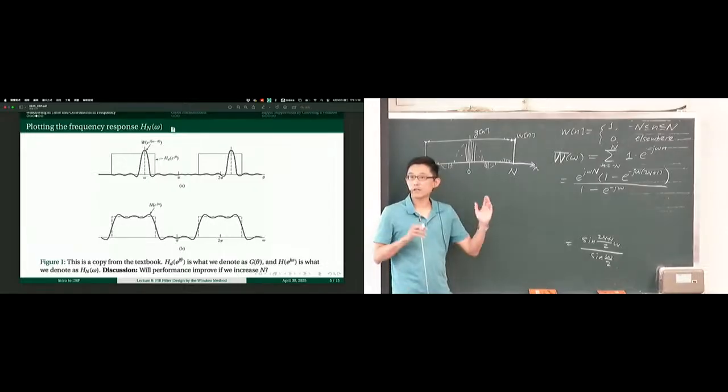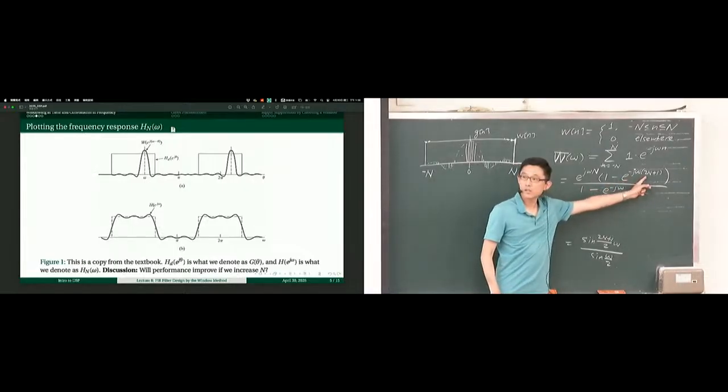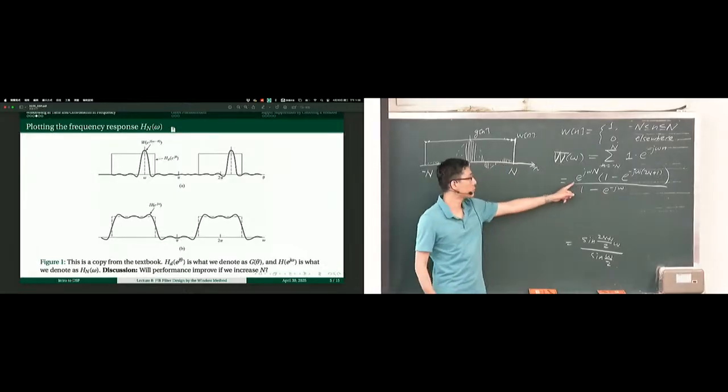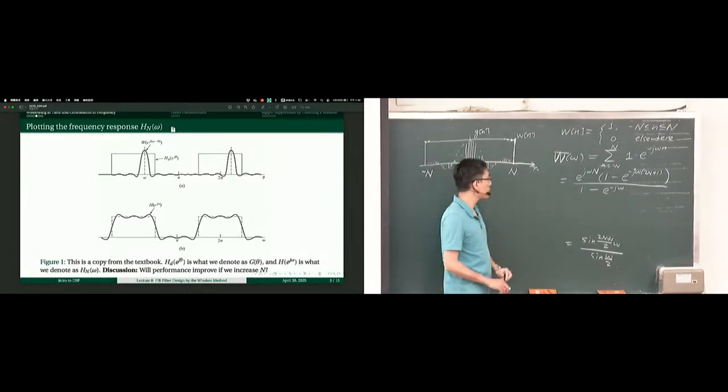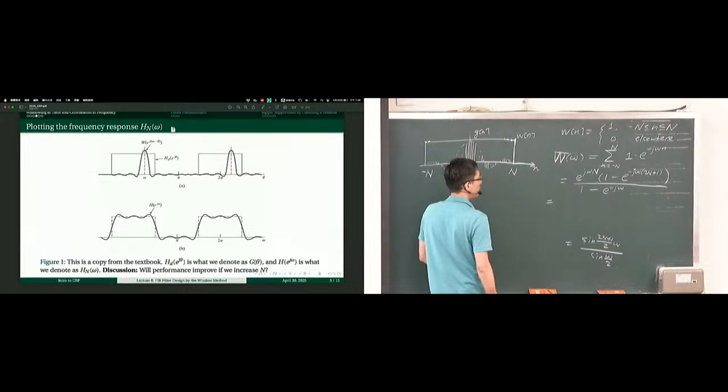We have a finite length geometric sequence, right? Which has a total of 2n plus 1 terms, and the common ratio is e to the minus j omega, and that's the first term. So let's try to work this out. So how do we work this out?